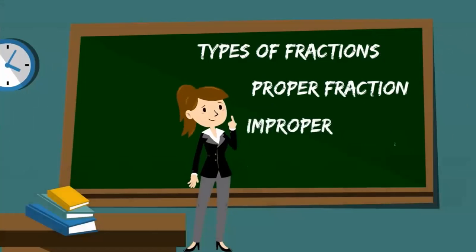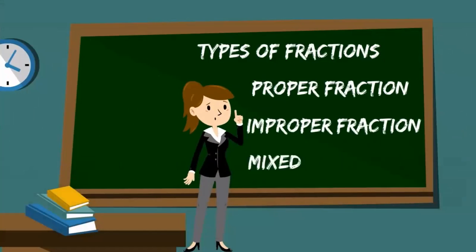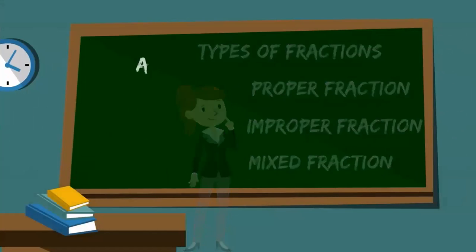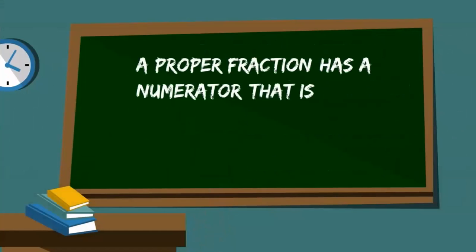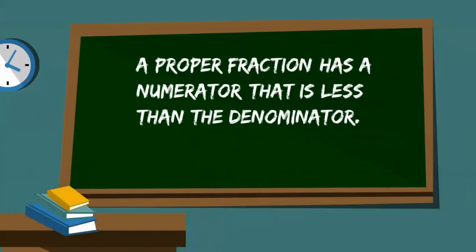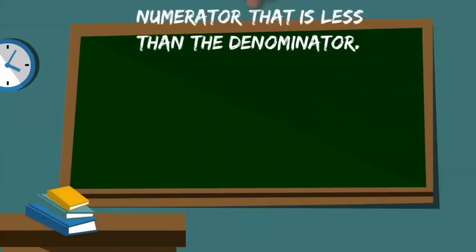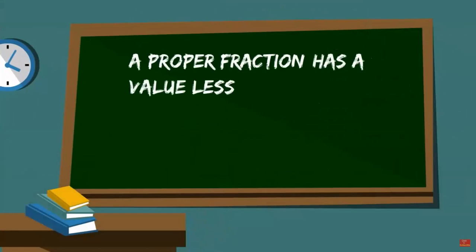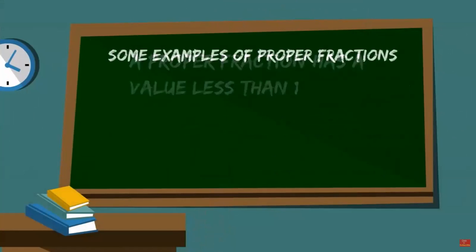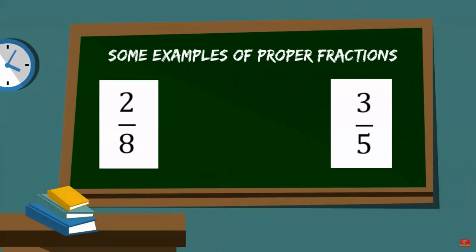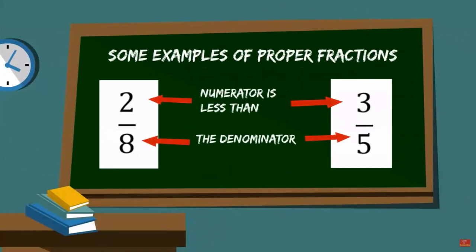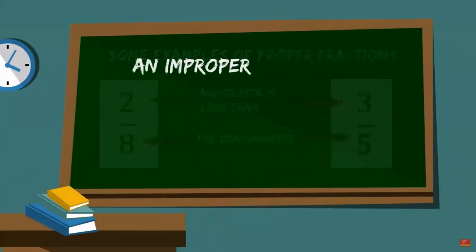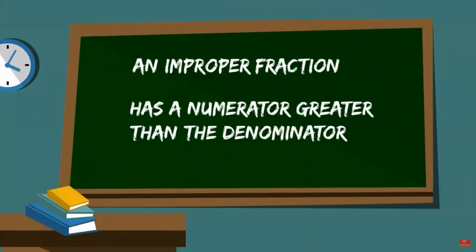Fractions: proper fraction, improper fraction, and mixed fraction. Again, a proper fraction has a numerator that is less than the denominator. A proper fraction has a value less than 1. Some examples of proper fractions we have here are 2/8 and 3/5. Say, numerator is less than the denominator.